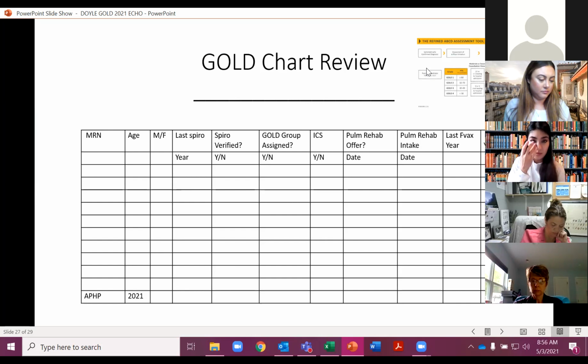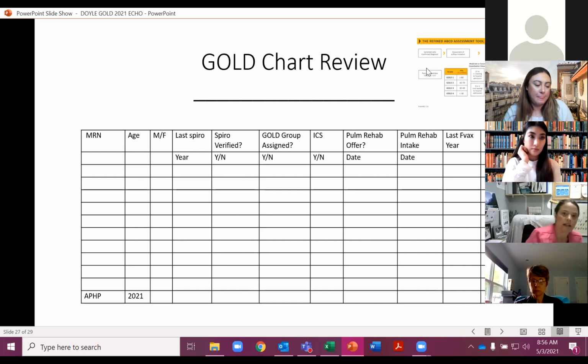The next one, spirometry verified. What that means is, has their diagnosis of COPD ever been verified by having a spirometry? Both the GOLD report and the ICE guideline require spirometry for diagnosis of COPD, but hundreds of patients are grandfathered in with never having had that. Next slide, or the next column would be, can you tell from their chart that their GOLD grade and group has been assigned? Are they on inhaled steroids?